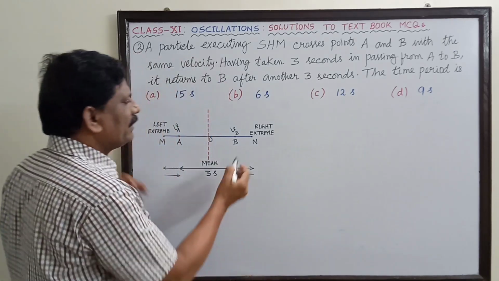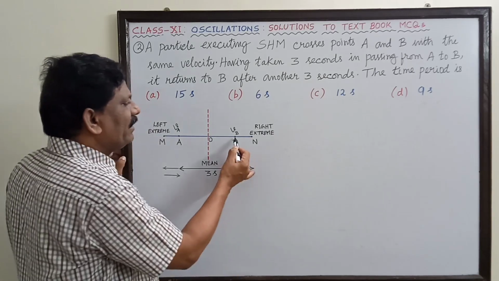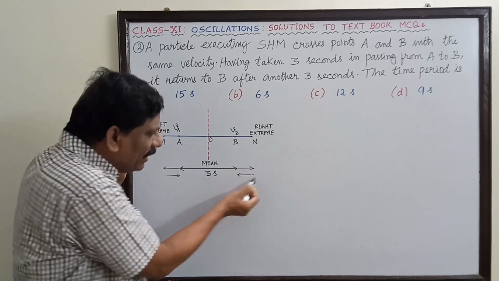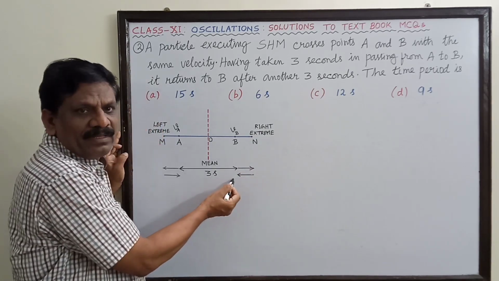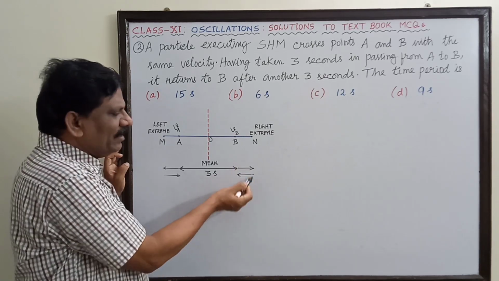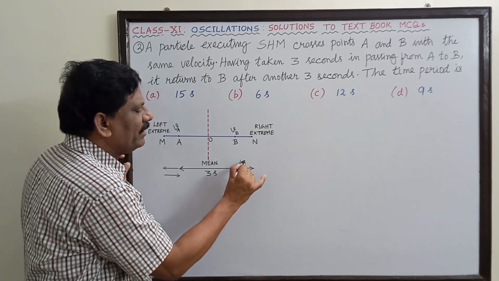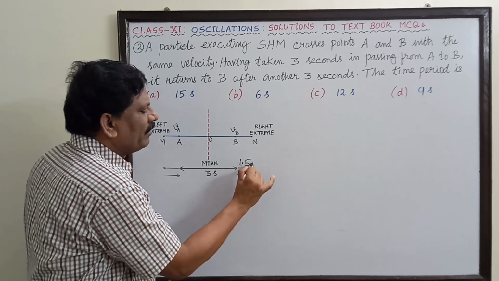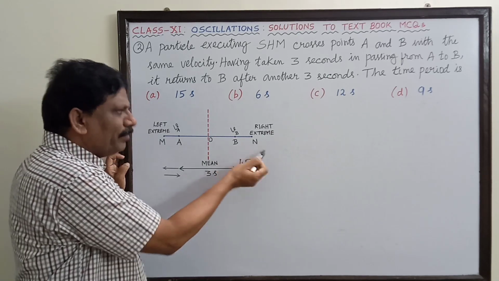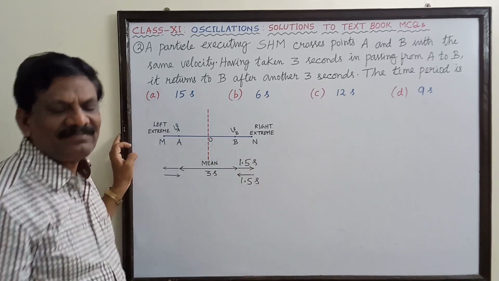Let us take the extreme right position as N. After reaching B, it travels towards N and returns from N to B. Since it is simple harmonic, the time of ascent must be equal to the time of descent. Therefore, this 3 seconds can be divided as 1.5 seconds from B to N and another 1.5 seconds returning from N to B.